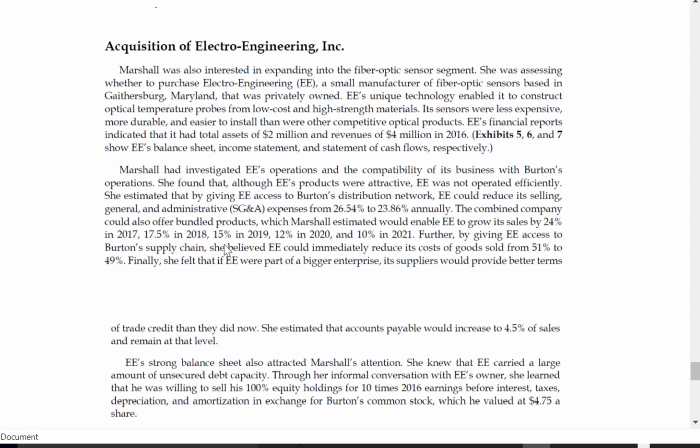Now, they put all these kind of vague things that they could grow its sales. They gave you a sales growth number, and they said they could reduce the SG&A cost, and they could reduce the cost of goods sold percentage.